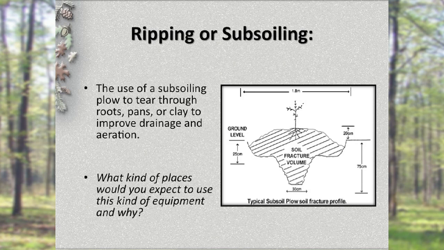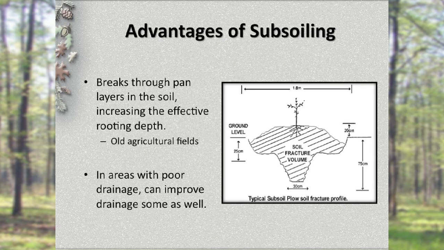And planting in that plow pan can be very difficult because the seedlings aren't going to do very well because they have restricted soil volume in which to grow. What the subsoiling does is it breaks through that pan layer, increasing the effective rooting depth. And again, this is important in areas with plow pans in old agricultural fields.